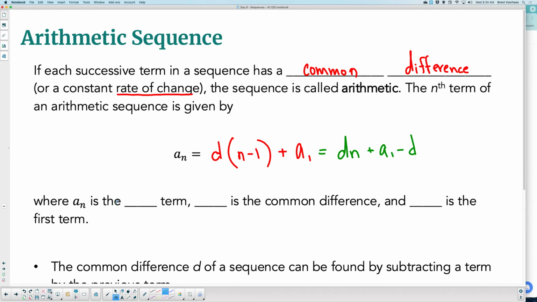Okay, so now, what is what? An is what we call the nth term. What does that mean? It means it could be the 5th term, the 6th term, the 7th term, the 8th term, the 9th term, whatever you need it to be. An can be whatever you need it to be. Okay? The letter D is the common difference, and A1 is your first term.